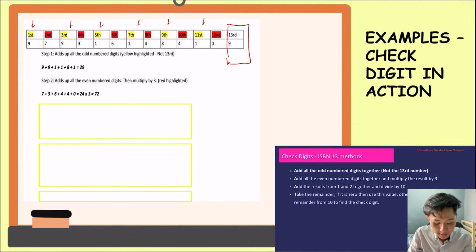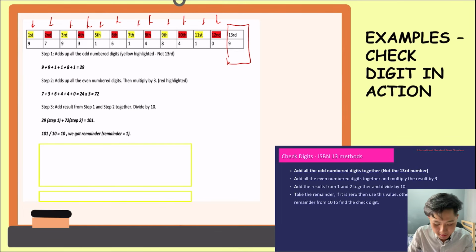And step number 2 is to add the even numbered digits together, which are the 2nd, 4th, 6th, 8th, 10th, and 12th digits. And the third step is to add the values together and then divide by 10. So when we divide by 10, we get a quotient of 10 and a remainder of 1.